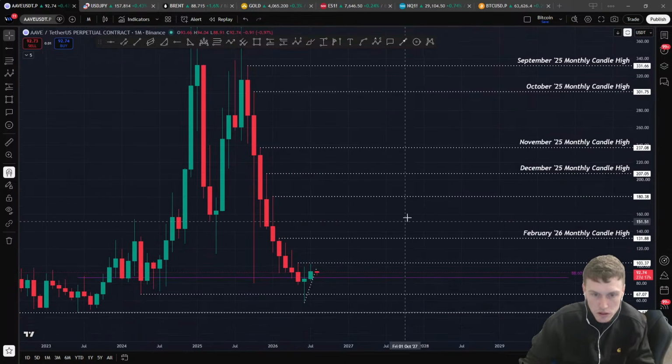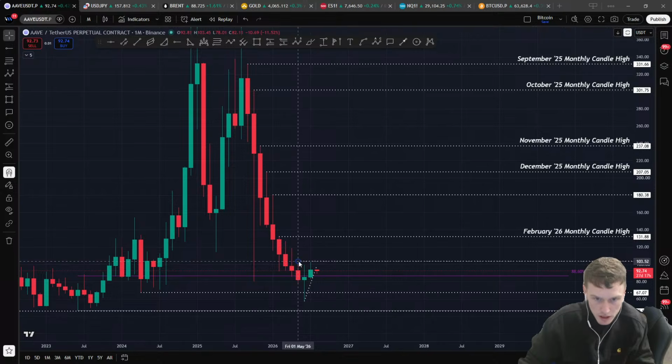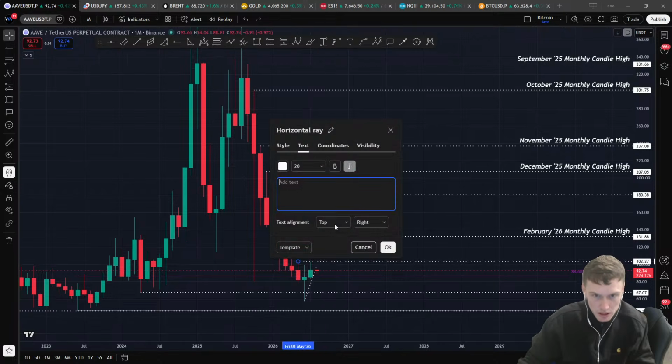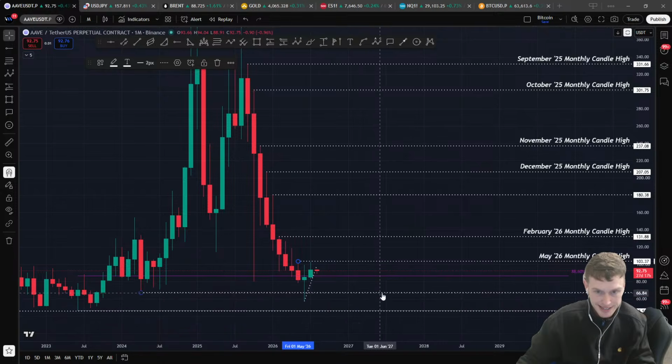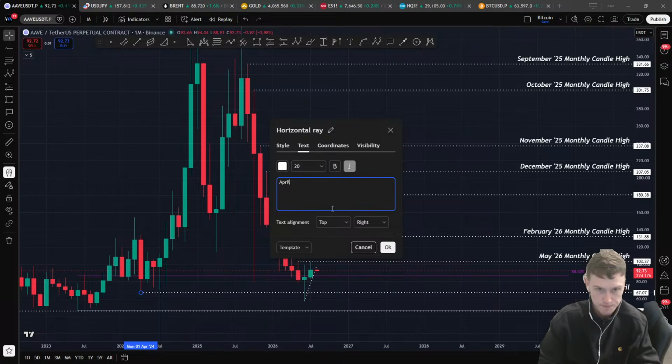Alrighty. A lot of monthly unswept. It's just an insane amount. It leaves behind a lot of them. So Aave's going to have a bit of trouble on the way up. I have multiple SFPs. We have the April 24 monthly candle low.